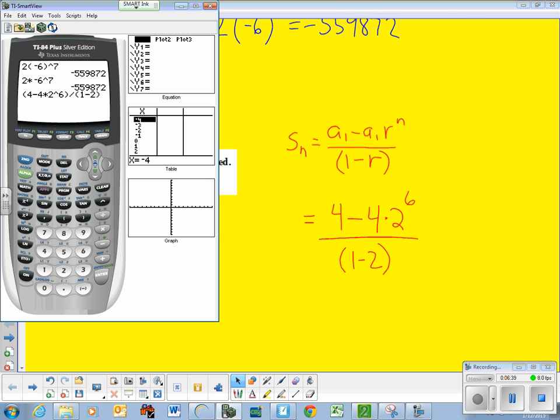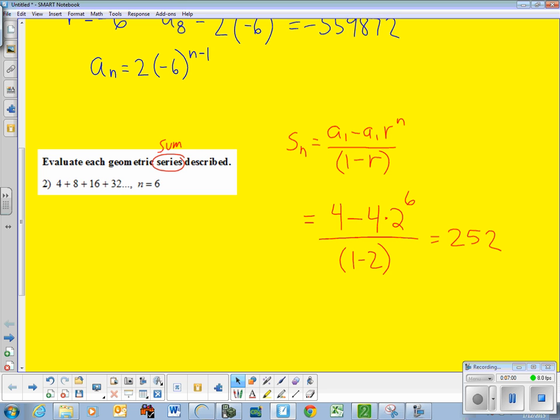Honestly, the hardest thing about this formula is getting it in the calculator correctly with all the parentheses. And this is the easiest possibility. Negatives and exponents will make that a little challenging. We'll see that in other examples. All right, so this adds up to 252. Okay, so not too big, because we only added up 6 terms.